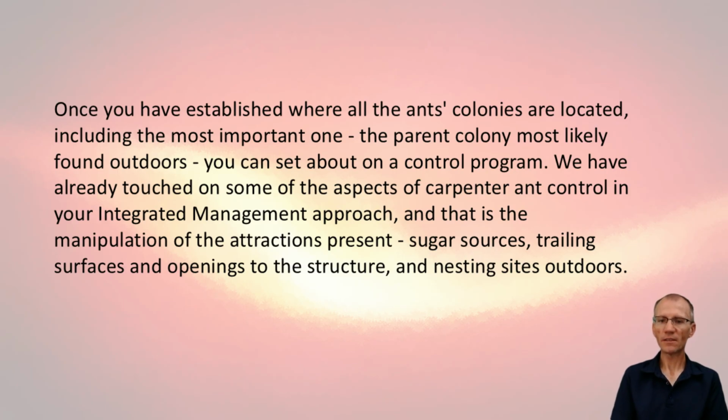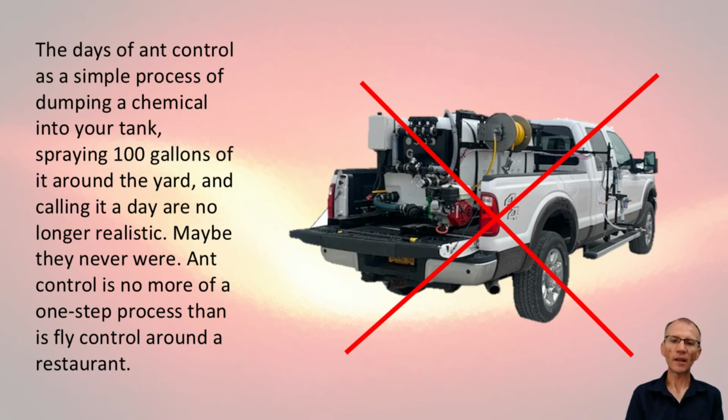We have already touched on some of the aspects of carpenter ant control in your integrated management approach, and that is the manipulation of the attractions present, sugar sources, trailing surfaces, and openings to the structure and nesting sites outdoors. Things are changing quickly. The days of ant control as a simple process of dumping a chemical into your tank, spraying 100 gallons of it around the yard, and calling it a day are no longer realistic. Maybe they never were. Ant control is no more of a one-step process than is fly control around a restaurant.